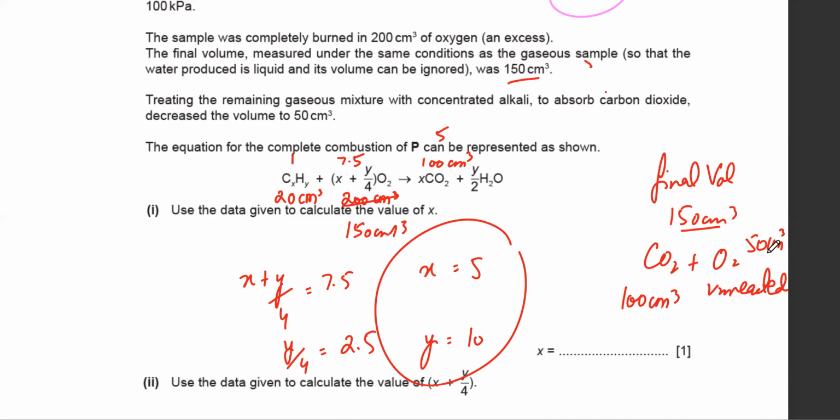Yes, sir. So इसका मतलब ये कि if you're adding 200 initially, and there's still 50 cm³ of oxygen left at the end, even after combustion. So that means the amount of oxygen that's actually reacting is 150. Okay? Yes, sir.